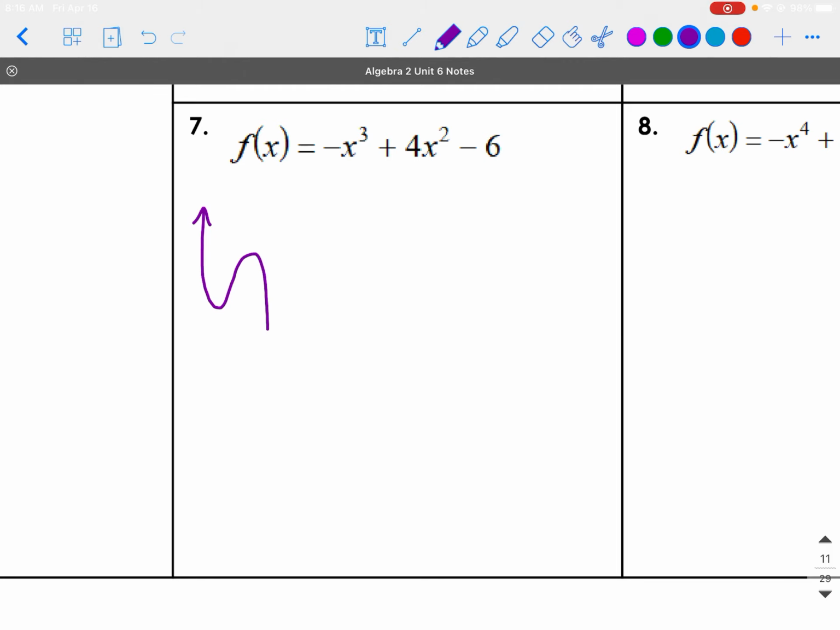This graph looks like this. All of my x cubed ones are kind of flipped. I didn't do that on purpose. So this minimum had an x value of 0. This maximum had an x value of 2.7. And then remember, our left side arrow gets negative infinity. Our right side arrow gets positive infinity. Pause the video and see if you can get the increasing, decreasing.